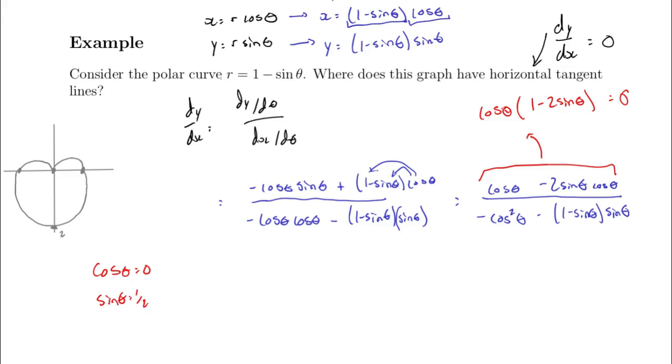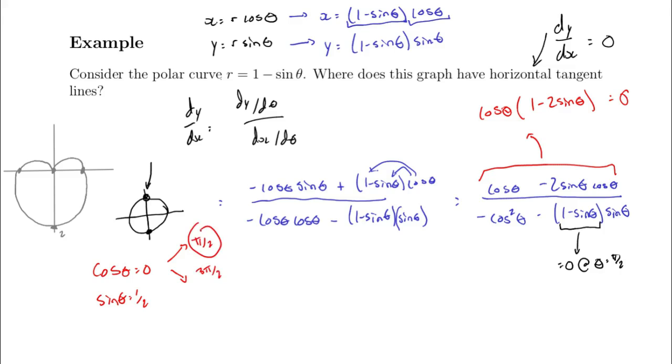Well, cosine theta being 0 is a nice thing that we can think about. Let me draw my unit circle. This is a really bad one, but oh well. Cosine is 0 right here and right here. But what I want us to notice is that at this point, sine theta is 1. So that means that this is going to be 0. So this is equal to 0 at theta equals pi over 2, meaning the two values that I get here for cosine theta equaling 0, pi over 2 and 3 pi over 2, this one's not going to do it. We don't actually have a horizontal tangent line there because our derivative doesn't exist, which we can see. That's this point right here, right?